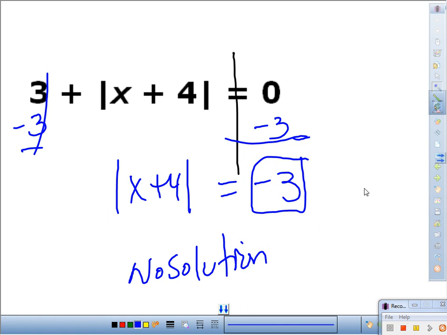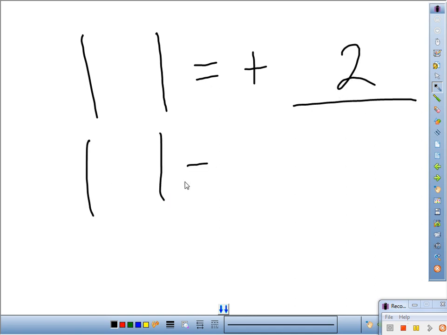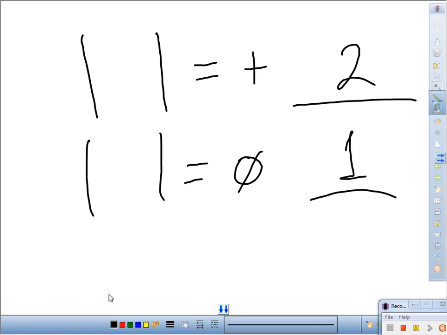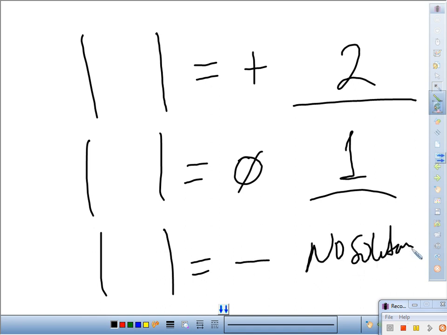Does that make sense? So let's summarize what we saw today. Look up. We had an absolute value equal to a positive number. How many solutions? 2. An absolute value equal to 0. How many solutions? 1. And an absolute value equal to a negative. No solution.